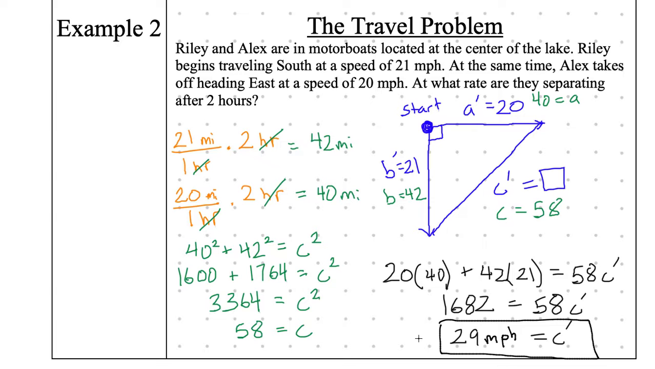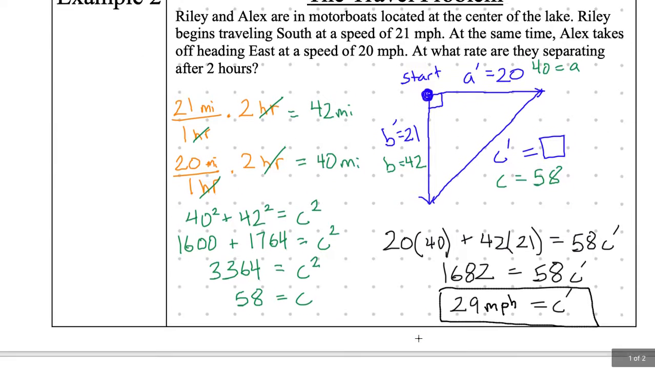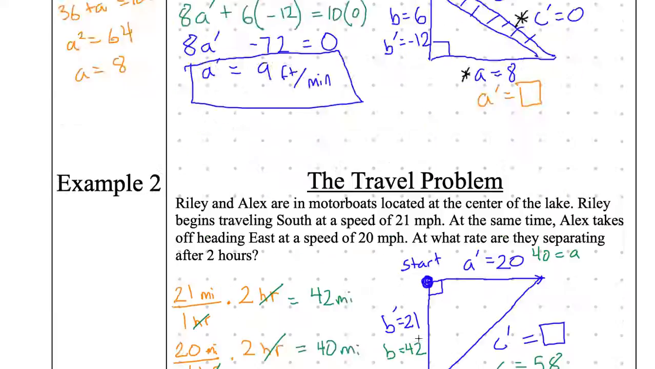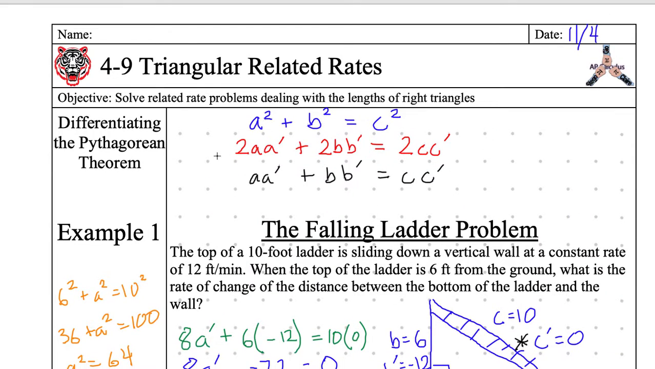I'll think about it. Anyway, that was example 2. We're done. That's it. Any questions? Yeah, general procedure: find 5 variables and solve for the 6th.